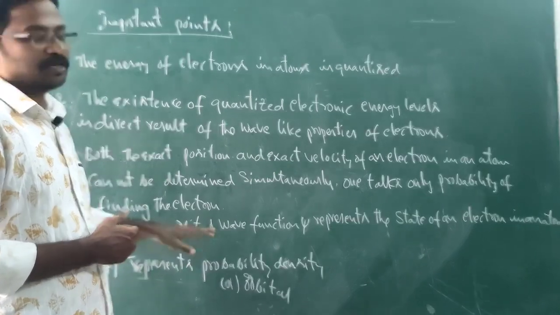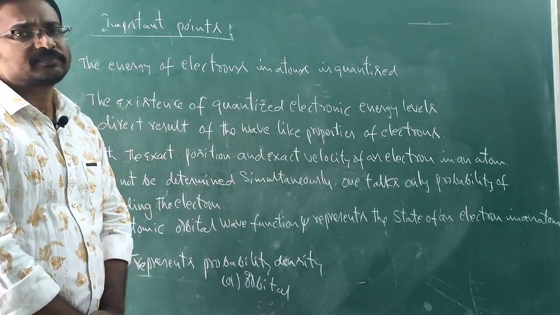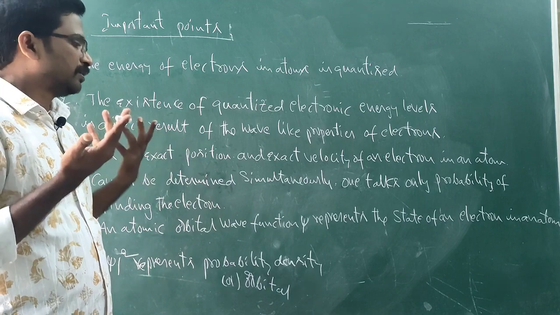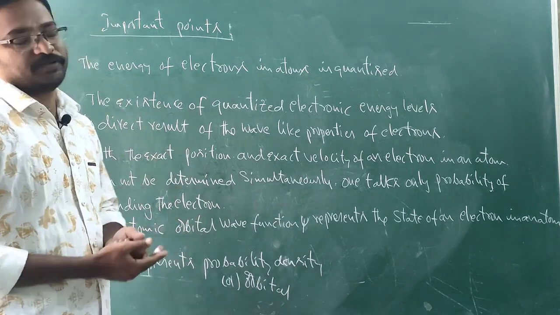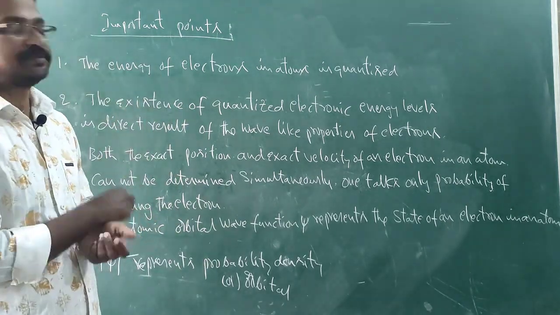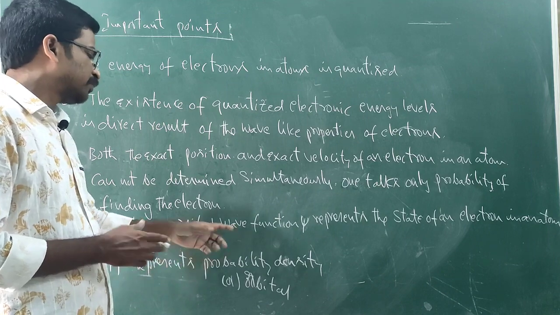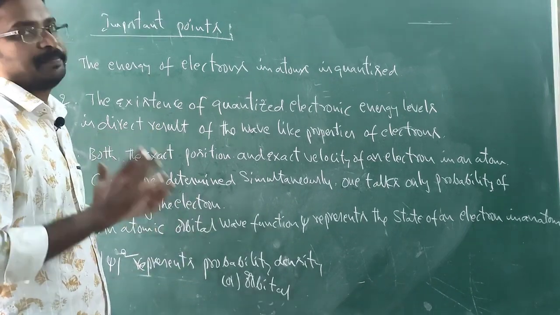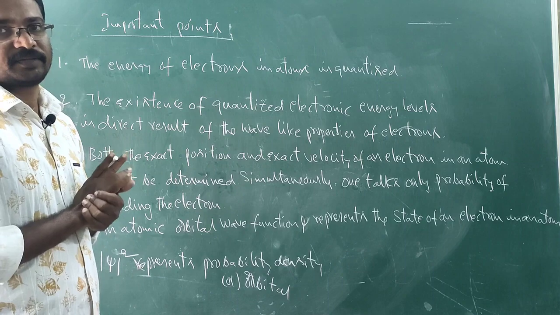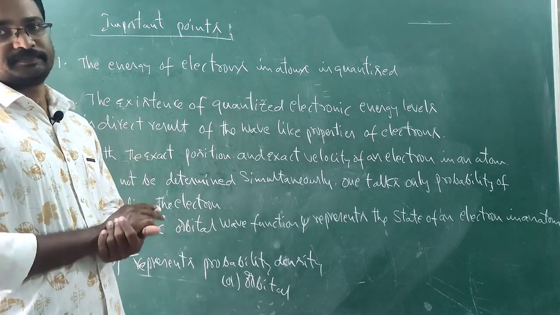Fourth point, the atomic orbital wave function psi represents the state of an electron in an atom. How the electron is present. Fifth point, psi square represents probability density or orbital. These are the important conclusions drawn from the quantum mechanical model of the atom.